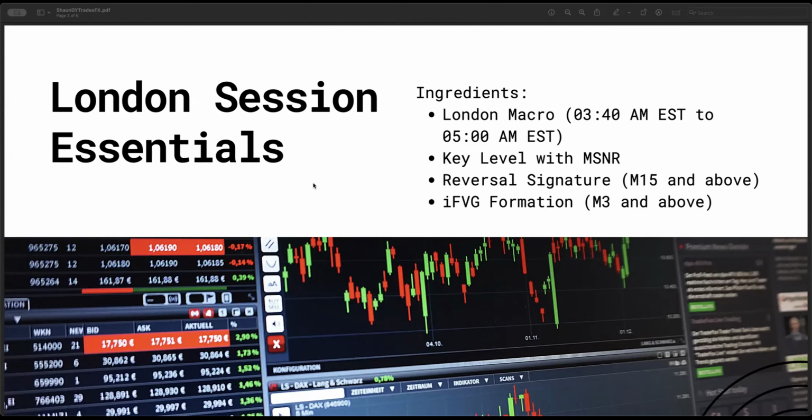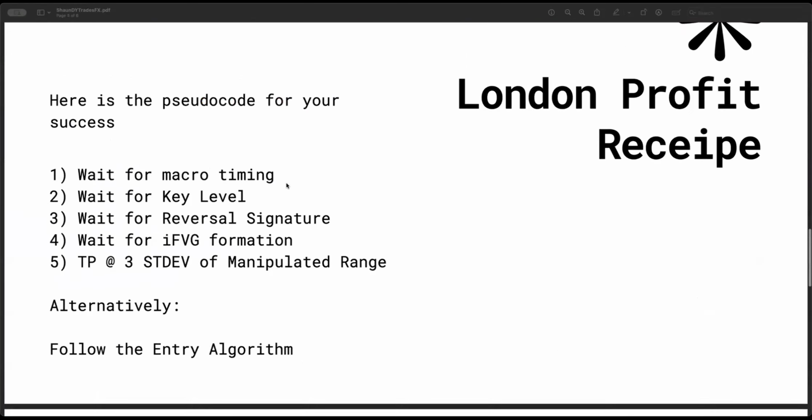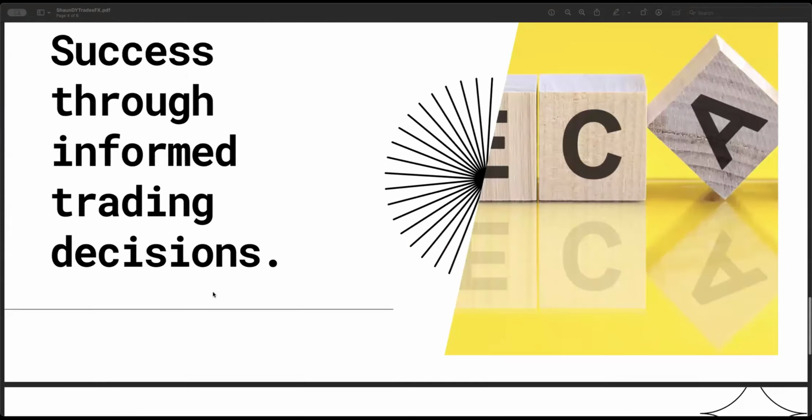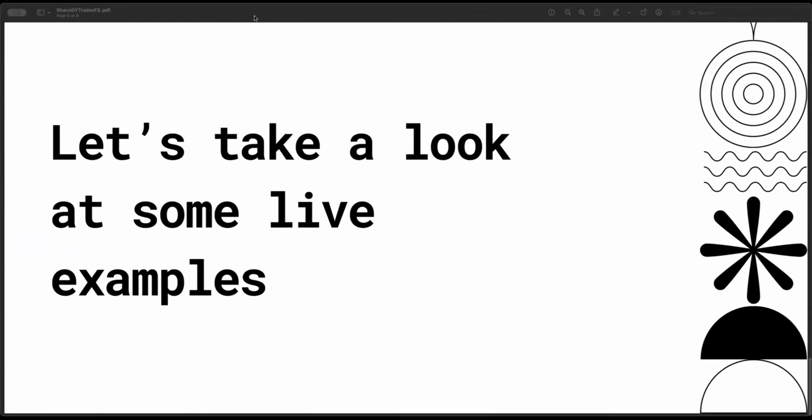Now, what is the recipe? The recipe is as follows, right? You wait for the macro timing, you wait for the key level, you wait for the reversal signature, get the IFVG formation, and you put your TP at 3 standard deviations of the manipulated range. Okay. Alternatively, you can use the Trade Easy algorithm, get the bias, get the entry, and take a trade. Okay. So now let's take a look at some live examples.